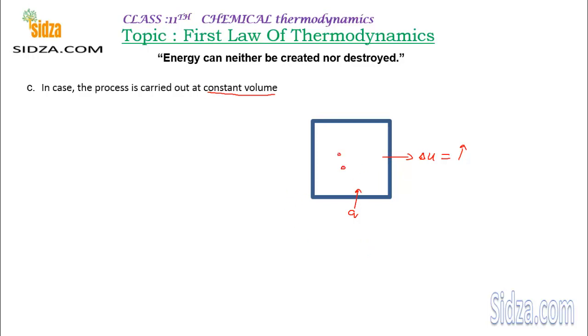So if this is our gaseous system and you supply 100 kilojoules of heat, that will increase the internal energy of the system by the same amount. From the first law of thermodynamics, change in internal energy is equal to Q plus P delta V, which is the work. If the system is at constant volume, delta V is 0, so the work done is 0. Therefore delta U will be equal to Q.